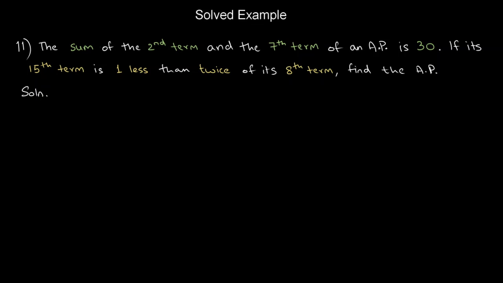The sum of the second term and the seventh term of an arithmetic progression is 30. If its 15th term is one less than twice of its 8th term, find the arithmetic progression.